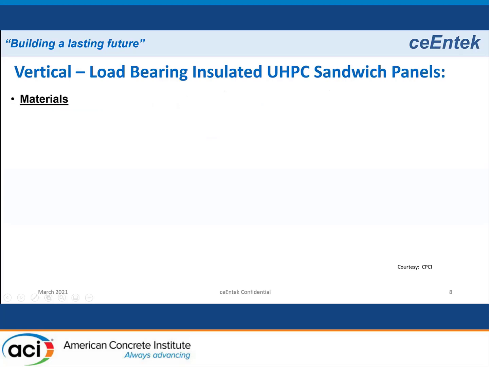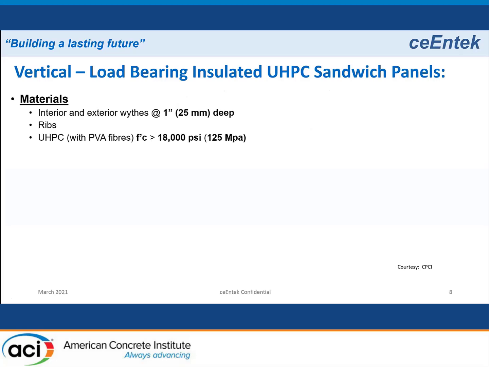In this particular application, we're working with Queen's University and the Canadian Precast Concrete Institute, producing a 1-inch thick skin with some ribs, using a minimum of 18,000 PSI compressive strength UHPC, 6 inches of insulation, and we're using glass fiber GFRP bars as the connectors to connect the panels together. The overall panel is about 8 inches in thickness, and this is what it looks like.